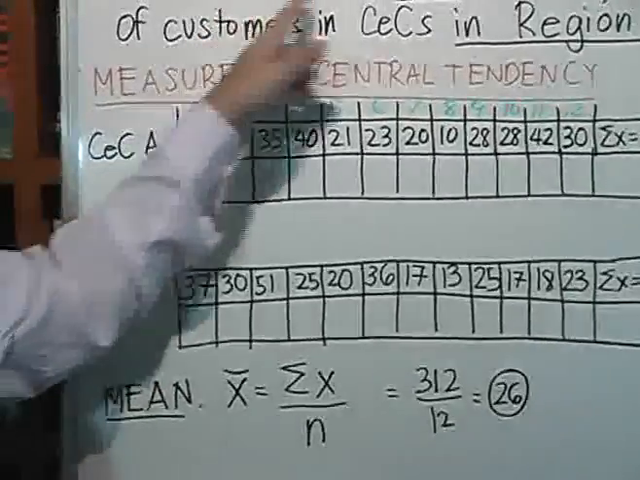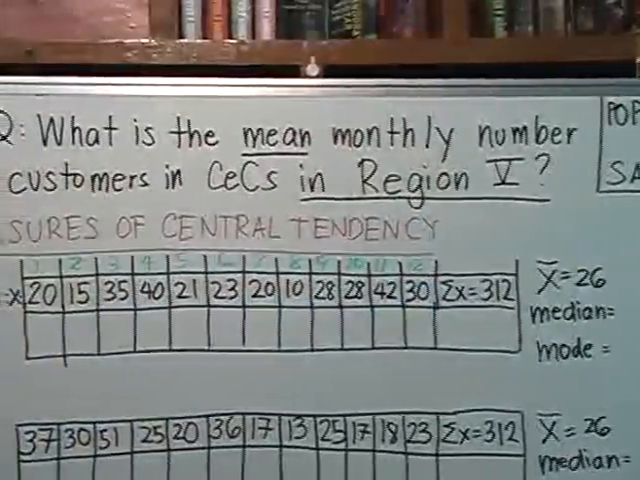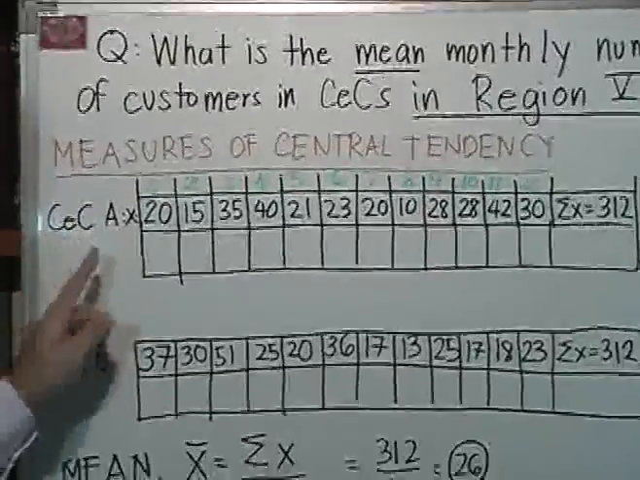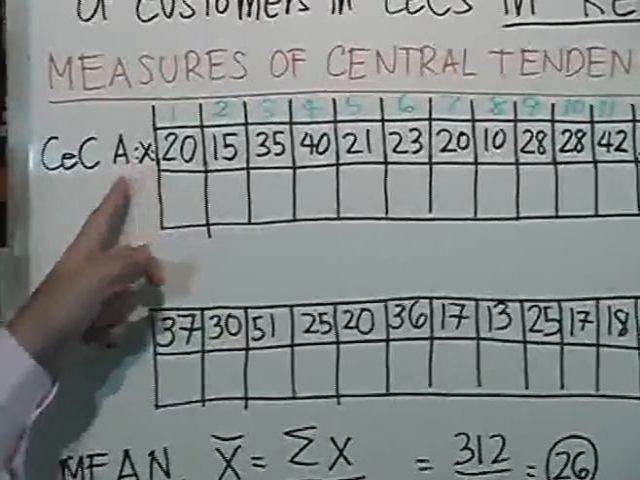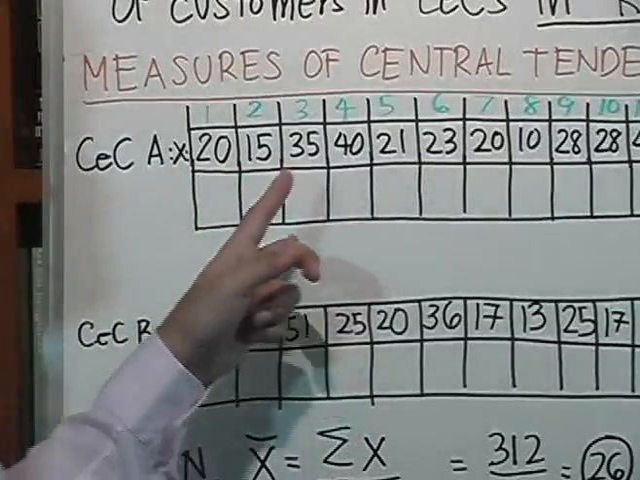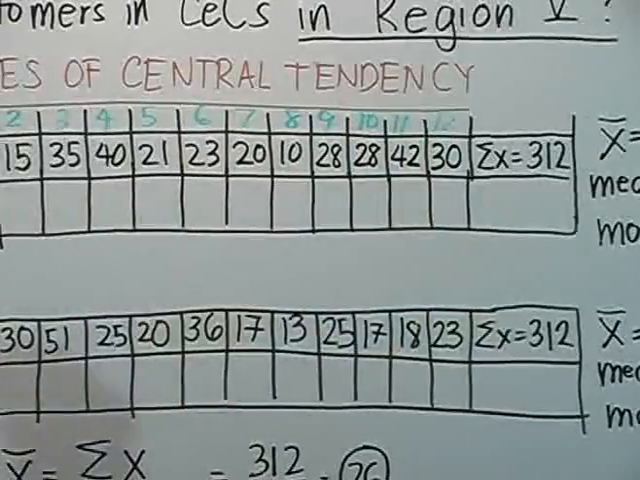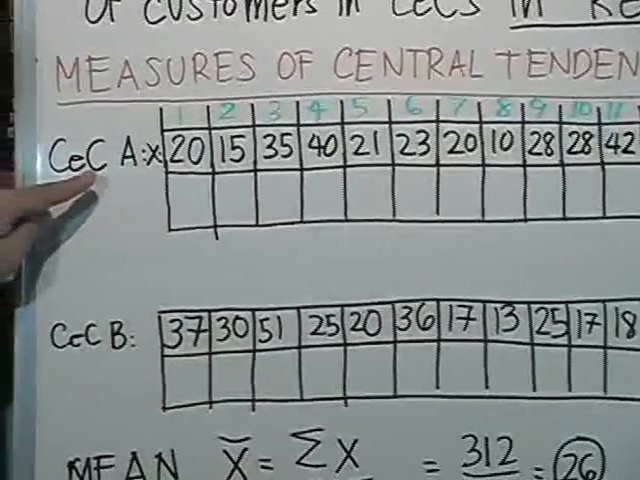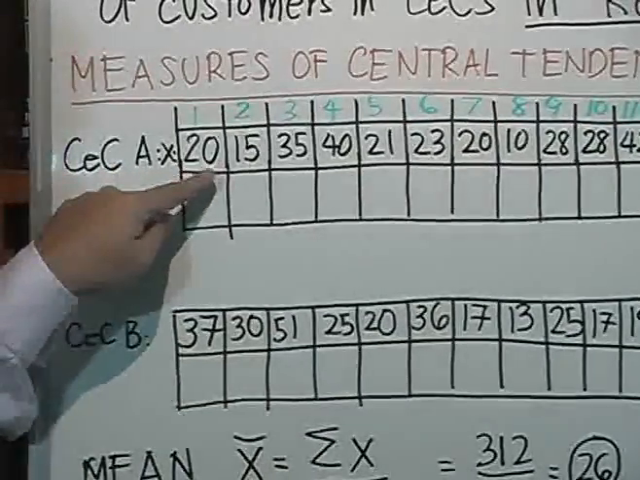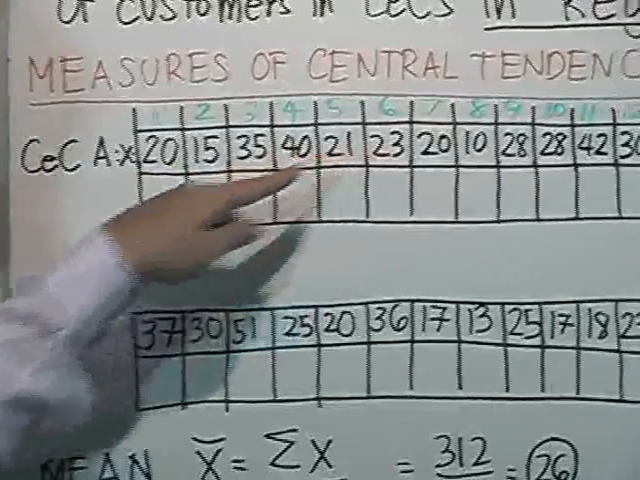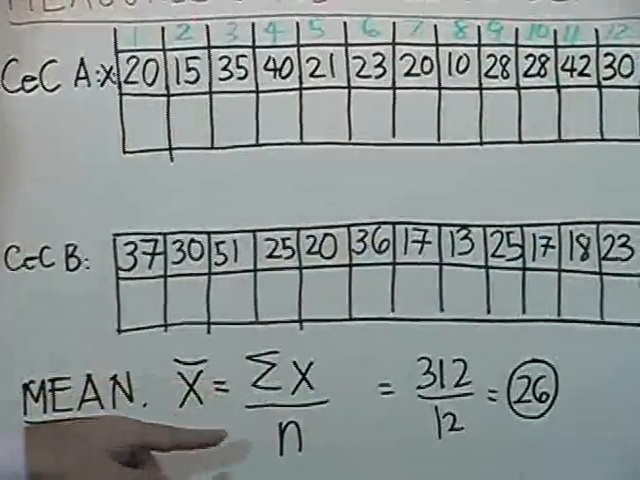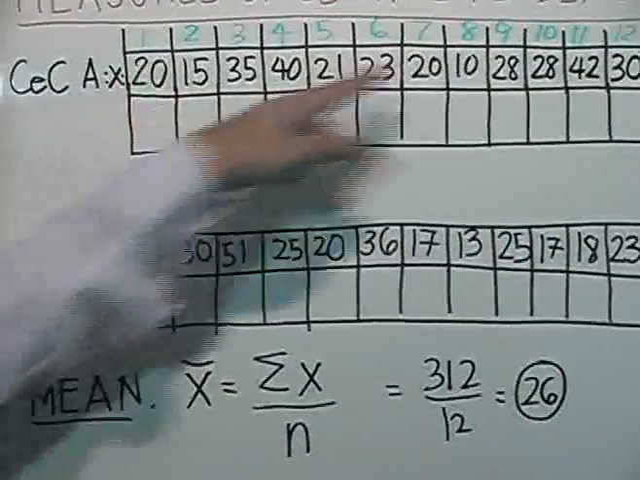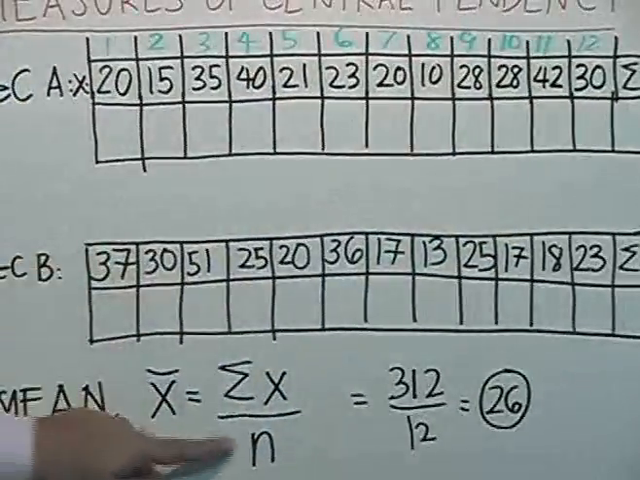Because the question is, what is the mean monthly number of customers? Let's say that you got data of the number of people going to the CECs for 12 months, January to December. For example, you got data from CEC-A. These are the data that you got. So these are your observations, the x's, right? And the number of observations is 12, one for every month.